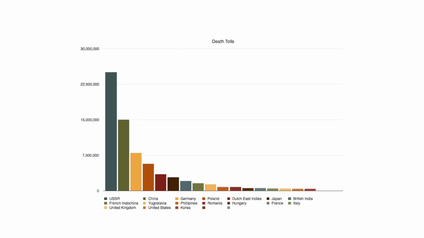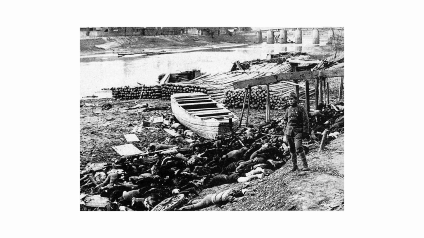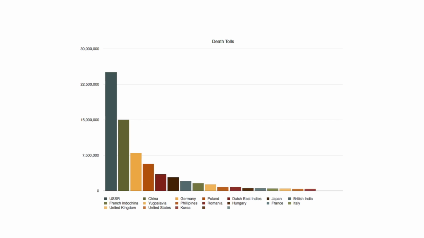As you can see in the figure, the number of deaths, civilian and soldier alike, were staggering. One of the highest death tolls was from China, who lost about 15 million people. When the Japanese invaded, they spread terror and violence, committing terrible acts such as the rape of Nanking. Germany and Poland are also near the top of this list.